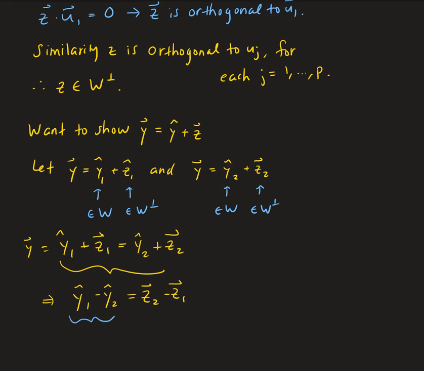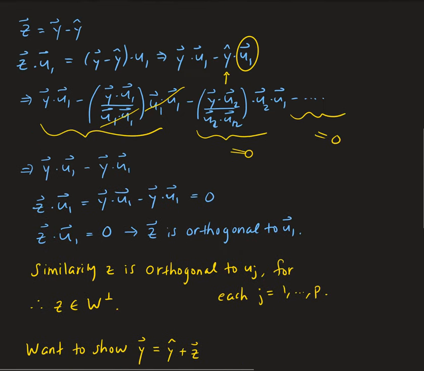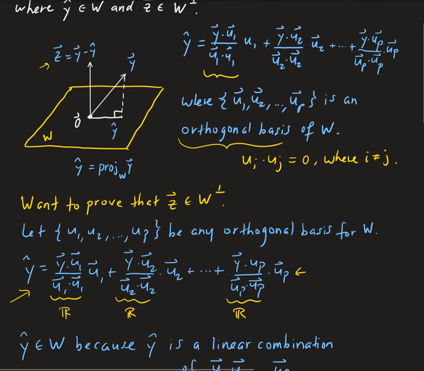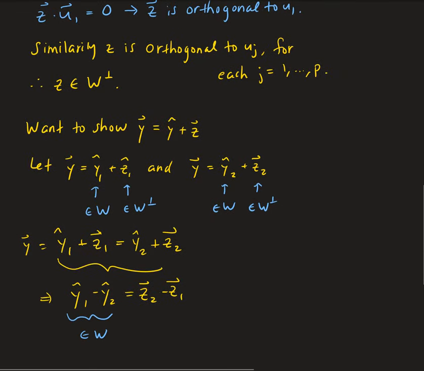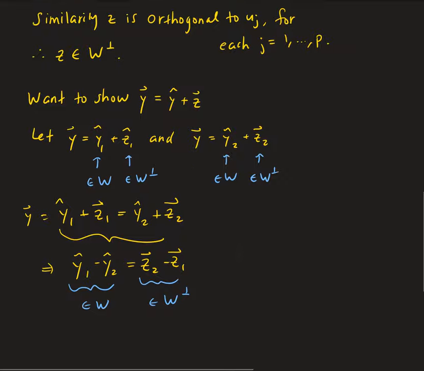This part here, y1 hat minus y2 hat, has to be in W, because you're taking the difference of two vectors in W, so the result has to be in W. The same thing here, except that this is in the orthogonal complement of W, because both z2 and z1 belong there. So the difference has to be in the same vector space.